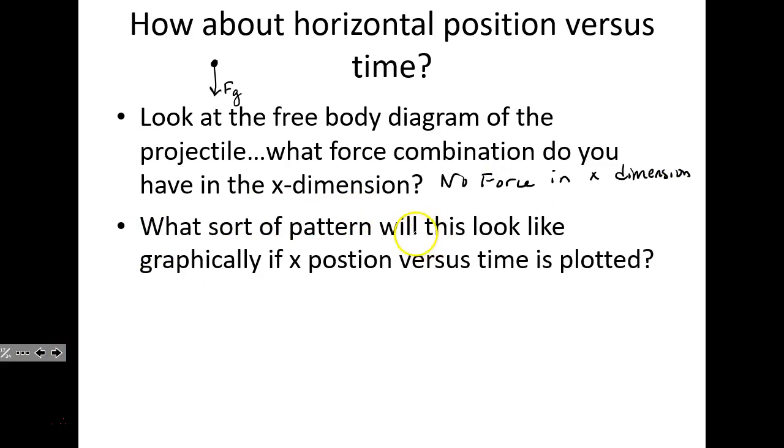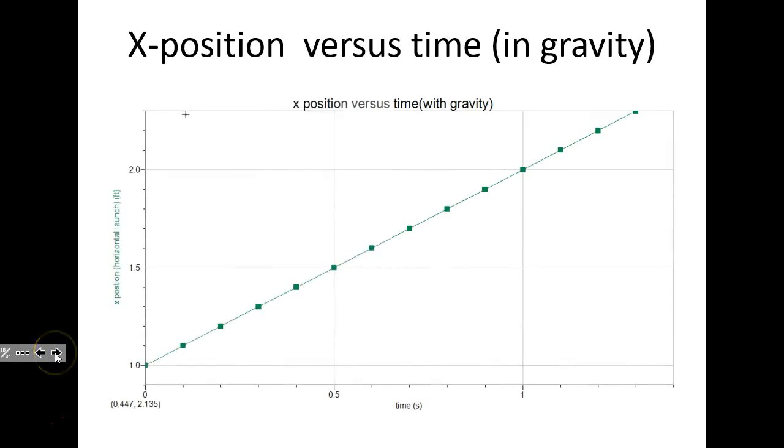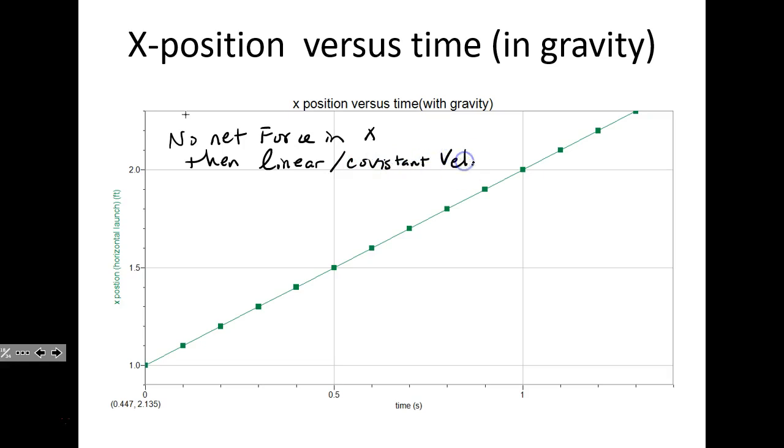So what sort of pattern would this look like graphically if we're looking at just how the object changes in the x position versus time plotted? Okay. This is what it would look like, which is the same graph that we had earlier. Okay, so why is that? If there's no net force in the x, then linear, constant velocity motion.